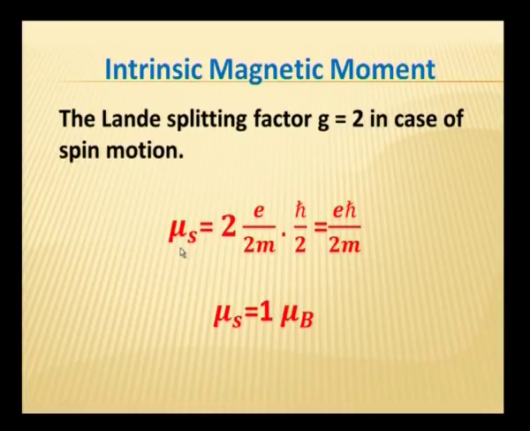Therefore, the spin magnetic moment mu s will be e h cross by 2m, where m is the mass of the electron, and this mu B that you have got here, equal to e h cross by 2m, is known as the 1 Bohr magneton. As I told you just now, when I started my lectures, it is called a vector atom model, because the orbital angular momentum and the spin angular momentum, namely PL and PS, can be vectorially added.